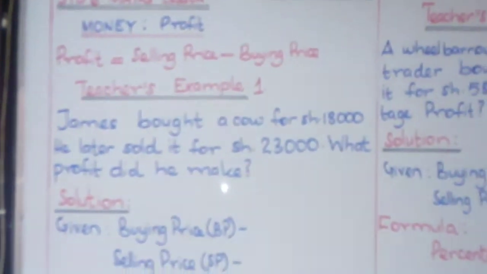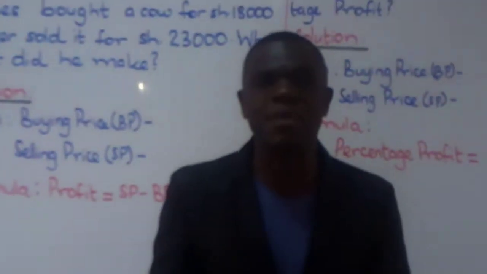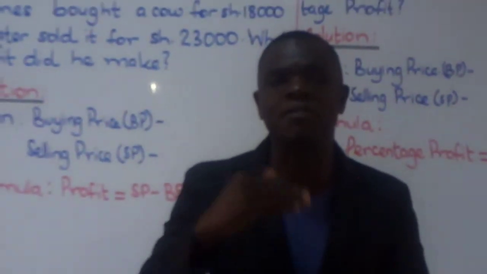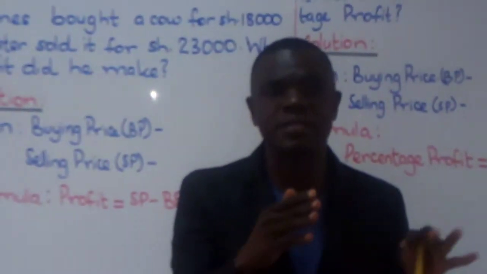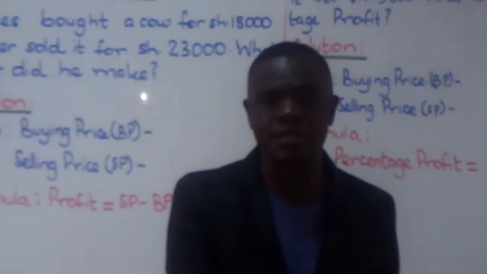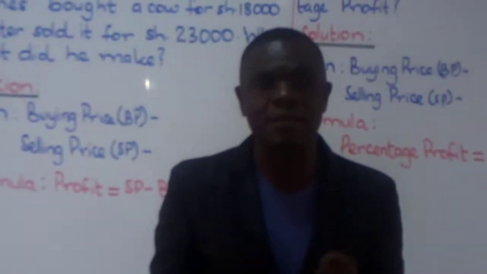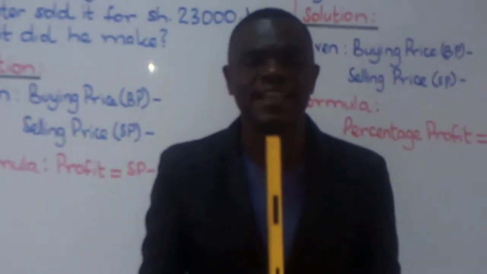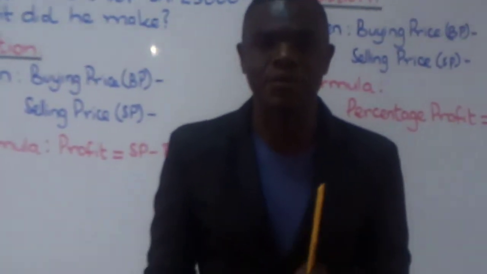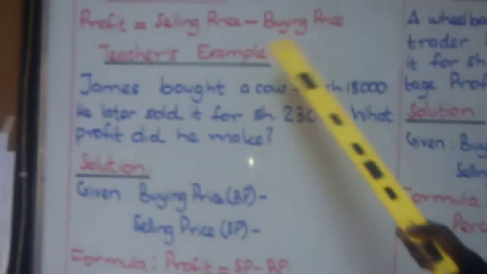Now, what is profit? If I may explain, profit is the money above the buying price. You buy something at a lower price and sell it at a higher price. The difference is profit. People who make profit are businessmen, and not anybody. And so that is profit, and that's why we have that formula.